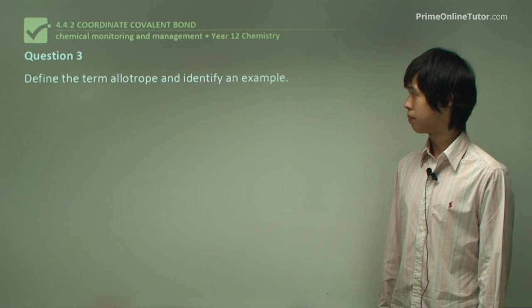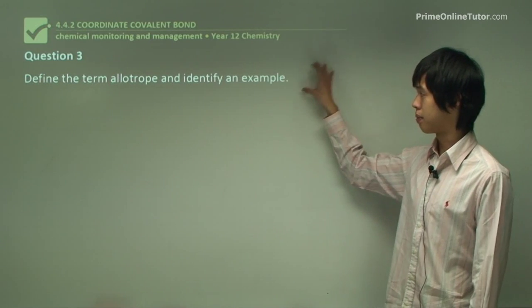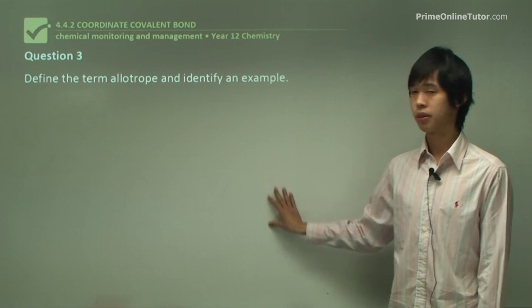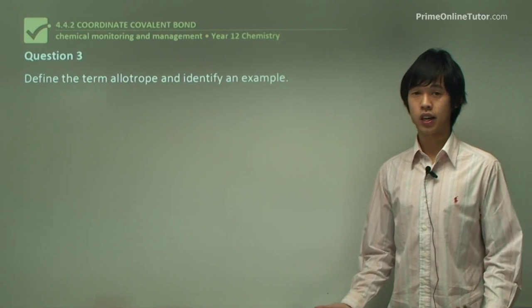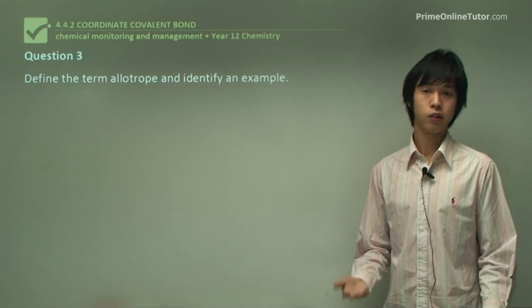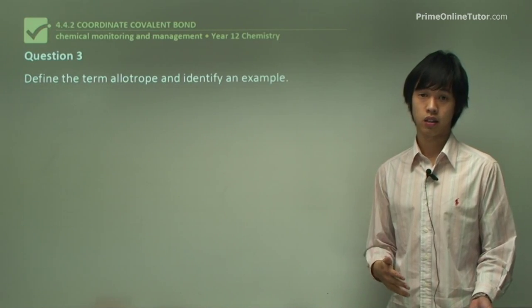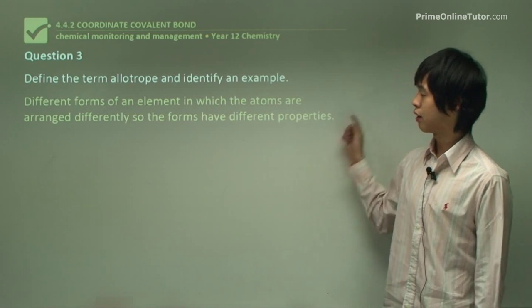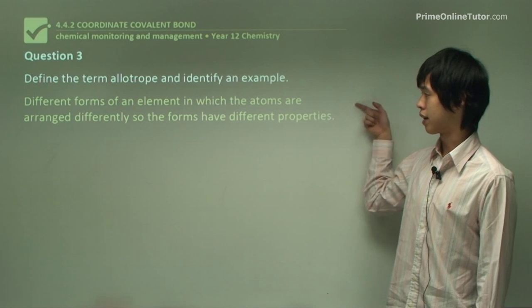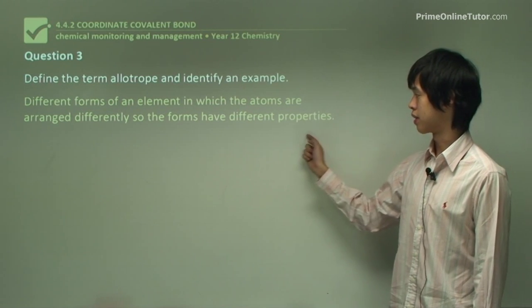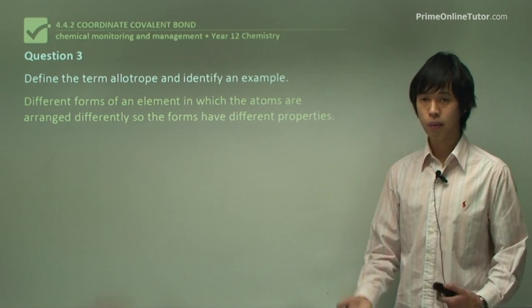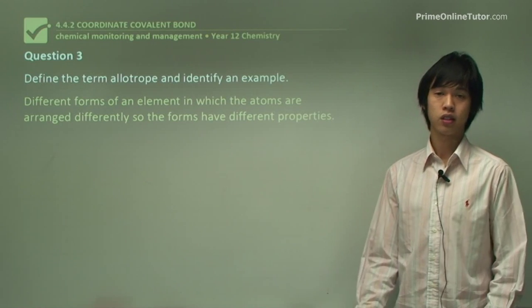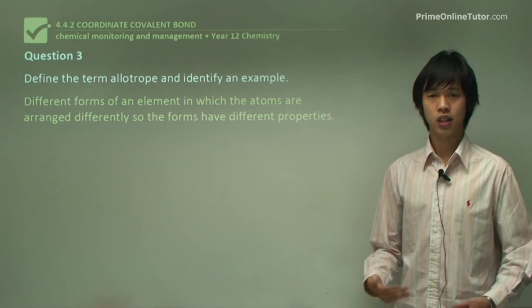So question 3. Define the term allotrope and identify an example. So remember that an allotrope is any element that can exist in multiple forms of the same state, but are different in the way they're structured. So different forms of an element in which the atoms are arranged differently, so the forms have different properties. So remember that each allotrope has different properties to one another, simply because their structure is different.